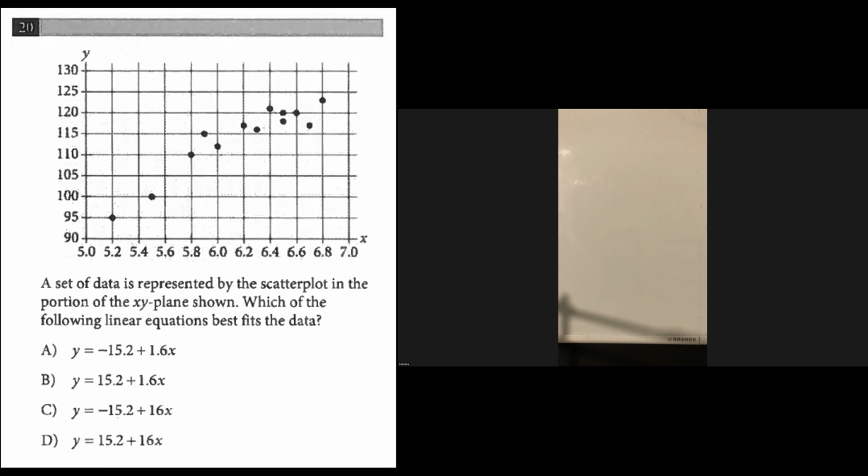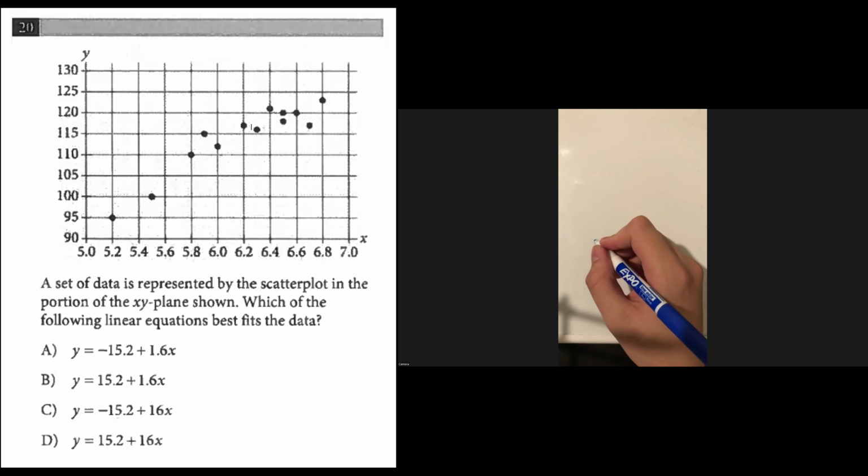Okay, so for question 20, we're basically trying to find the slope and the y-intercept. And so for the slope, let's just use 2 points. So 5.2 is at like 95, and then let's just use 6.2. It's at around 115. So 115 minus 95 is 20. So the slope is approximately 20, probably a little bit less since, at the right side, it seems like it levels out.